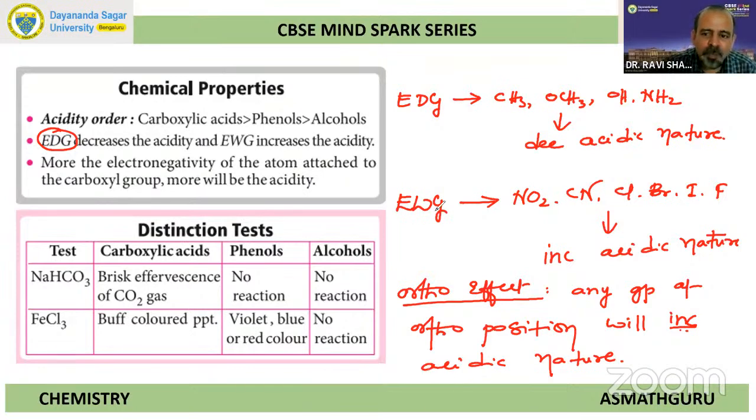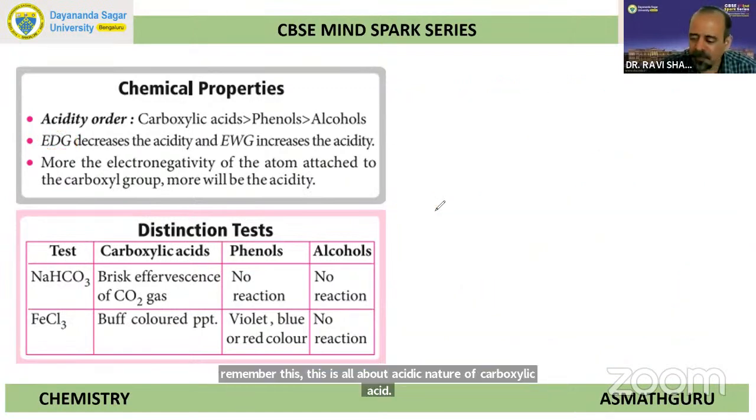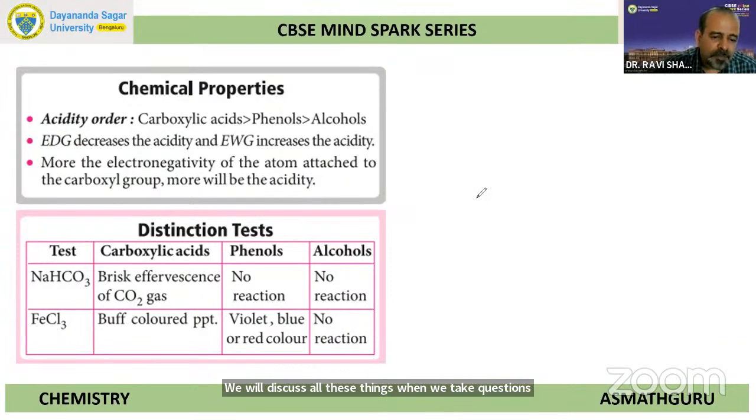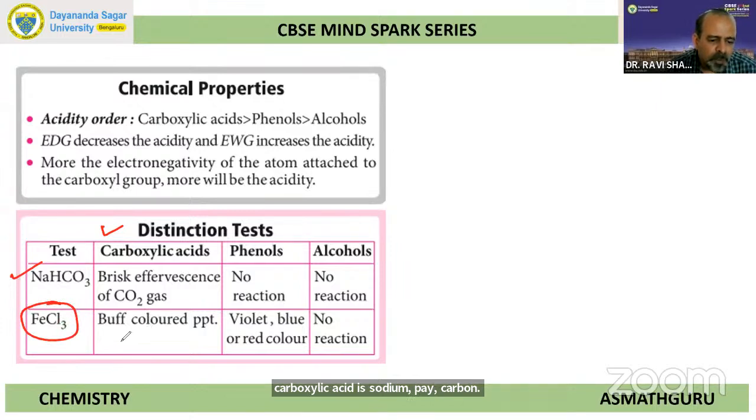Please remember this. This is all about the acidic nature of carboxylic acid. We will discuss all these things when we take questions. The common test we do for carboxylic acid is sodium bicarbonate. We can do the ferric chloride test also, where carboxylic acid gets a buff color precipitate. Phenol gets a violet color. Alcohols, no reaction.